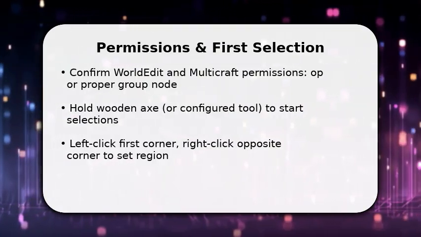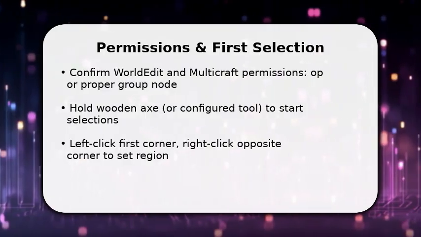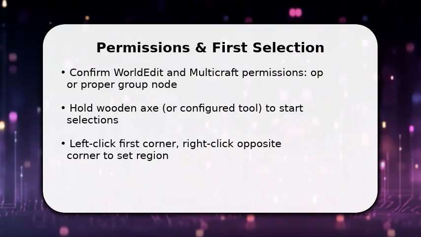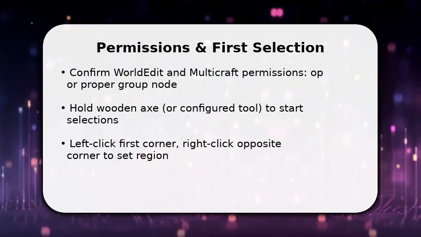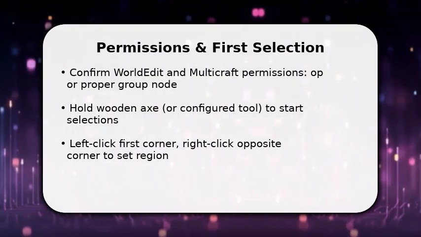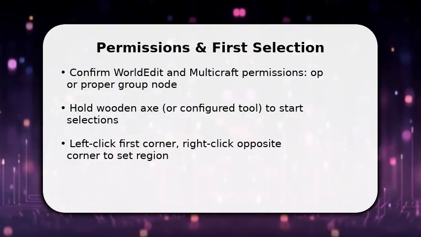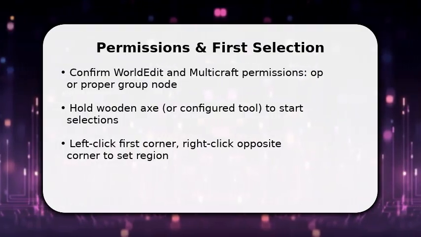You then set the first corner with a left click and the opposite corner with a right click so WorldEdit knows the volume. Make sure both points are in the same world and visible, otherwise your selection may be incomplete or on a different map.